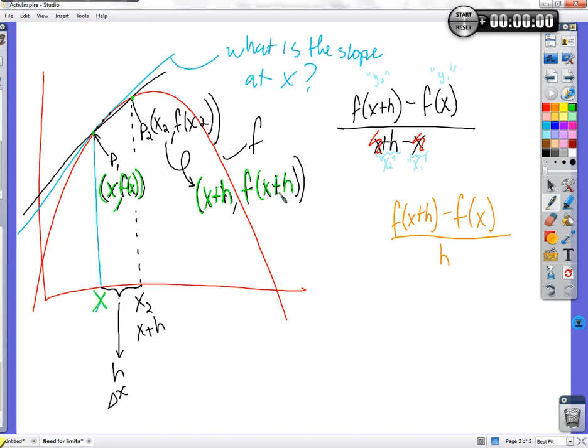Okay, so now we take that y value minus this y value, that's y2 minus y1, and we take this x value, x plus h, and we subtract this x value, just x, the original x that we chose. And then we had this cancellation happen, and we just have h on the bottom.